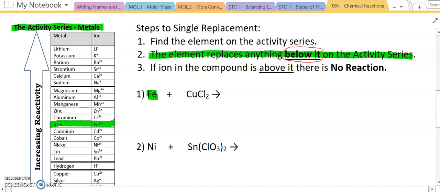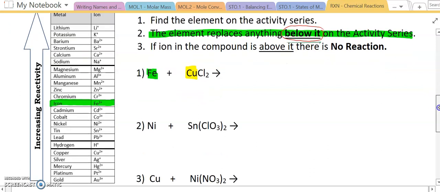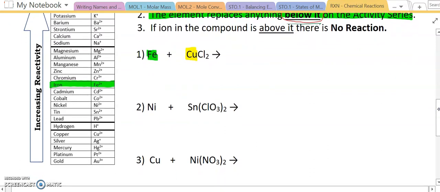The element will replace anything below it on the activity series. So in this compound, what I have is going to be copper. And since iron is a metal, it's going to replace the metal. Copper is a metal, and it will work if copper is below it. So again, I look at my activity series until I find copper, and yes, copper is below it. That means that this reaction will happen.